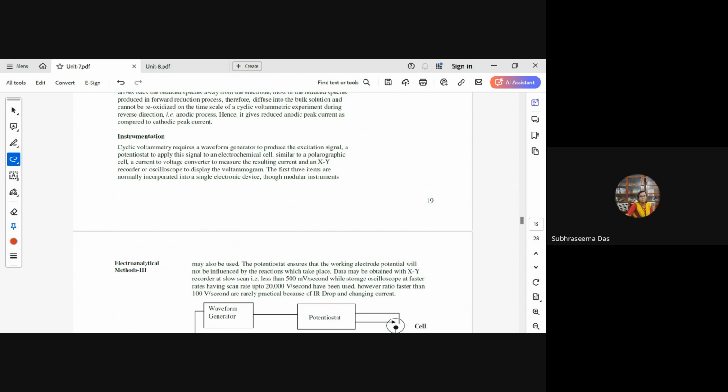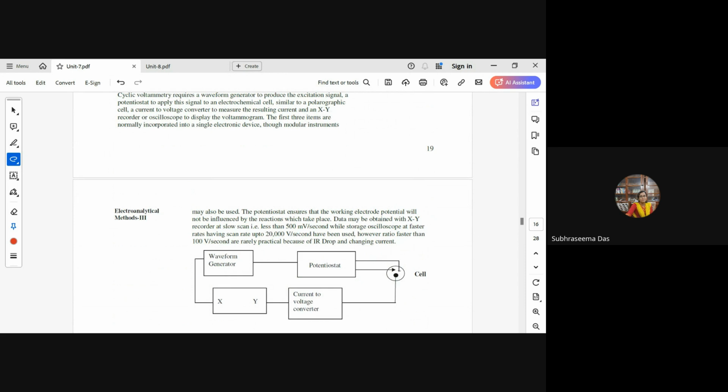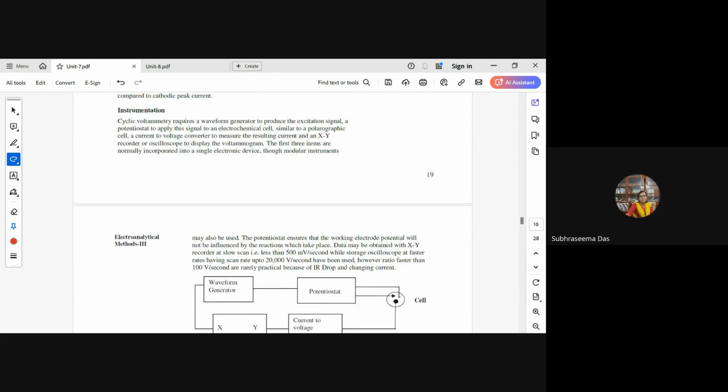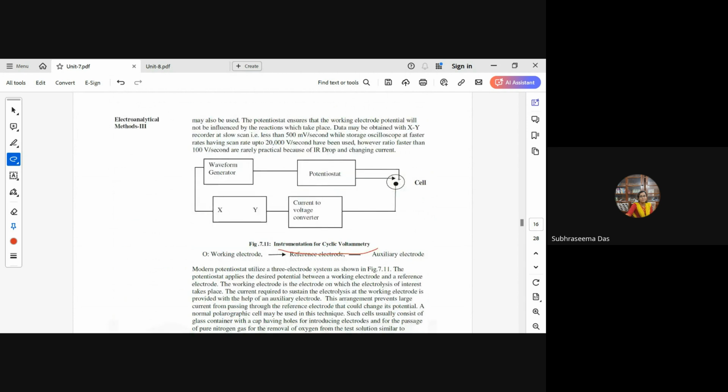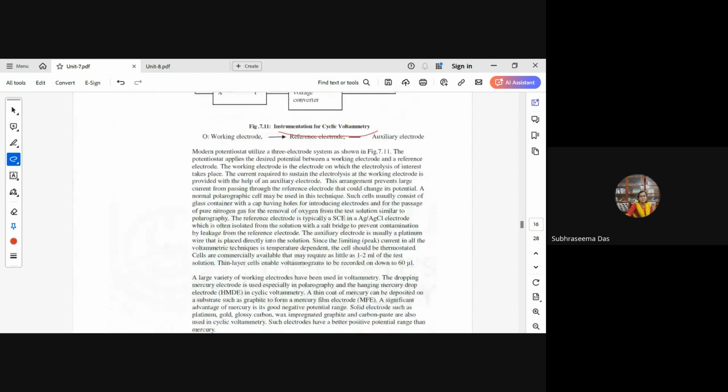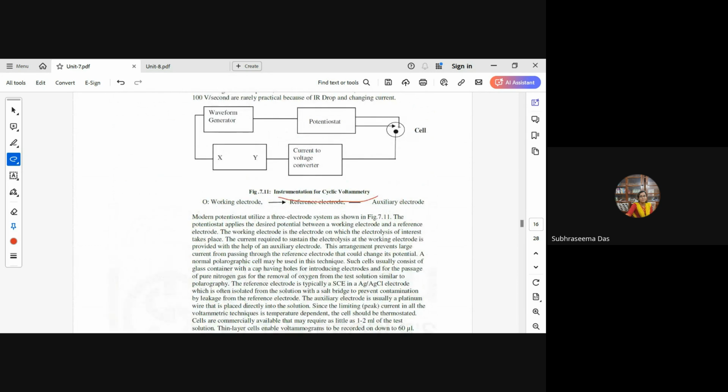The first three items, the waveform generator and potentiostat, are usually incorporated into a single electronic device through modular instruments. The potentiostat ensures that the working electrode will not be influenced by the reactions which take place. The data may be obtained with a very slow recorder even at slow scans. This is a typical instrumentation of cyclic voltammetry. However, modern potentiostats utilize a three electrode system as shown here.